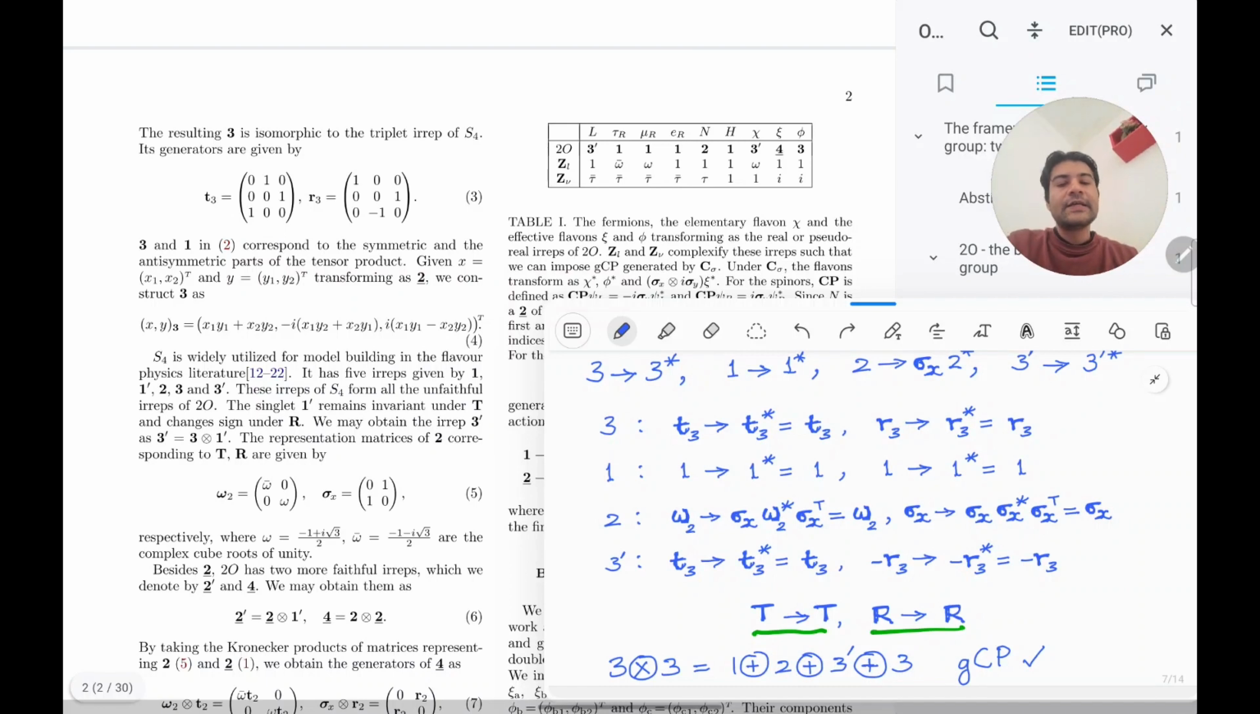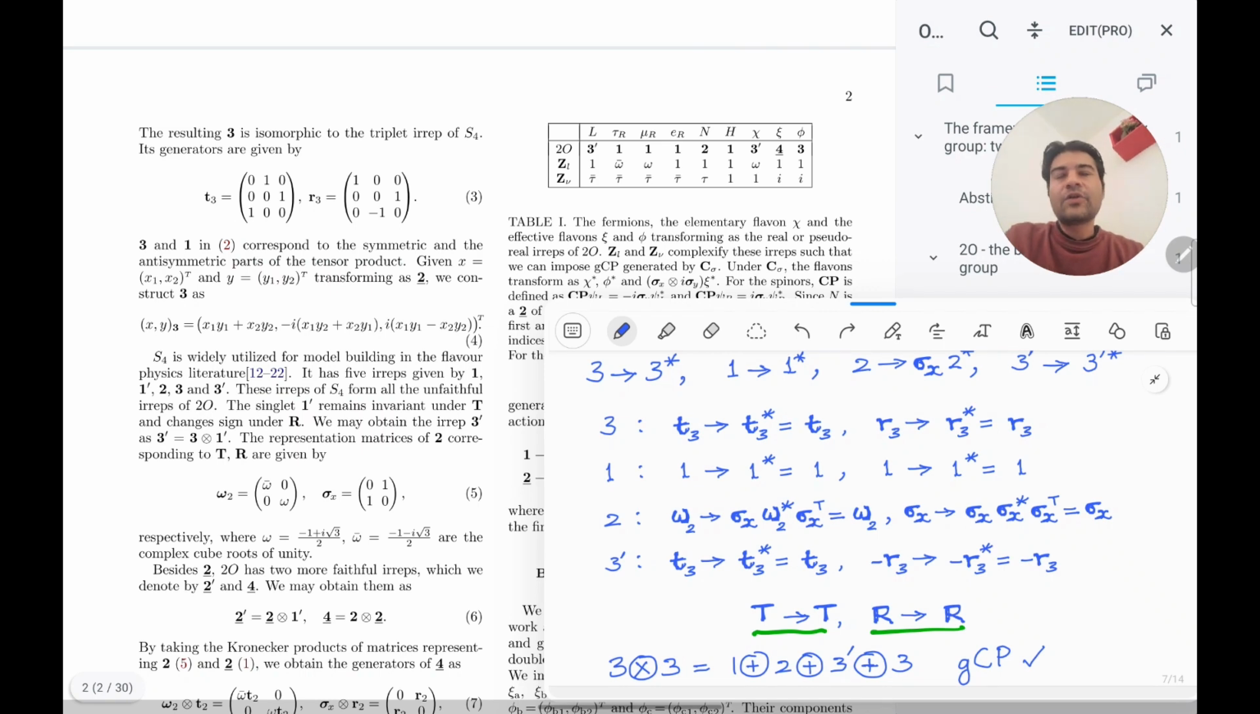In the reference, the authors showed that a non-trivial and consistent definition of generalized CP involves an outer automorphism. An automorphism is a structure-preserving mapping of the group elements to themselves. In this simple example, we can see that each generator is mapped to itself. So this is a trivial automorphism, and this definition of generalized CP is trivial.